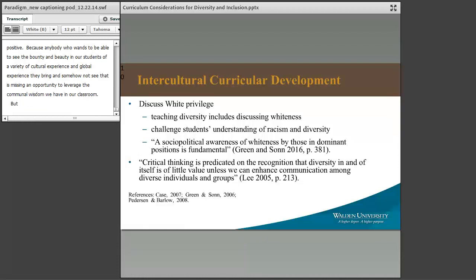But this idea that to teach diversity, we have to unpack whiteness. We have to unpack patriarchy and how that has impacted the types of things that are treasured and valued and articulated in curriculum. So this whole point that a socio-political awareness of whiteness by those in dominant positions is really fundamental to the cultural humility piece and making this larger, broader effort towards intercultural.